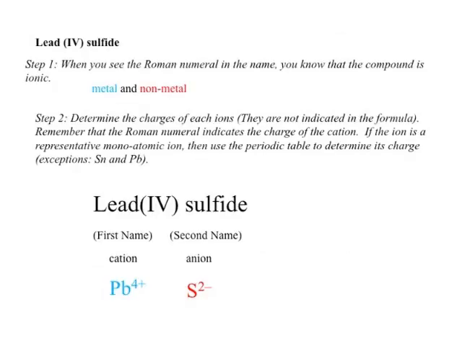Lead 4 sulfide. Well, in this case, the name has a number 4. That indicates these must be ions. Now, let's find out what kind of ions are in this compound. Lead 4 indicates the charge of the ion. 4 means lead is 4 plus. So it's actually easy to find out the charge because it's written.